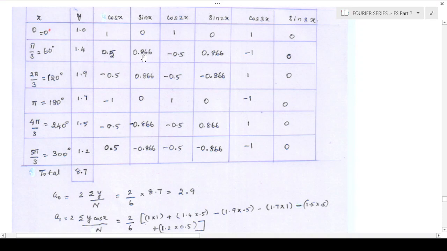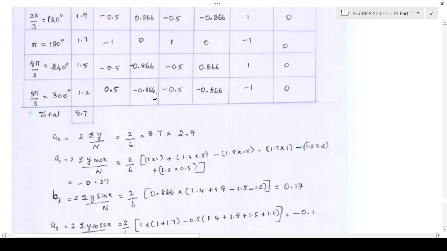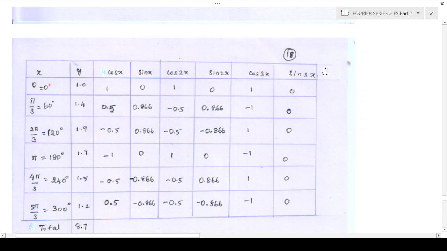Consider 0.866 into, within bracket, take 1.4 plus 1.9 minus 1.5 minus 1.2. That's it. You'll get the value. If you are comfortable with that, you can do it. Or otherwise, you can even find another column: y cos x, y sin x, y cos 2x, y sin 2x. Likewise, also you can do it. It is your wish, up to you.